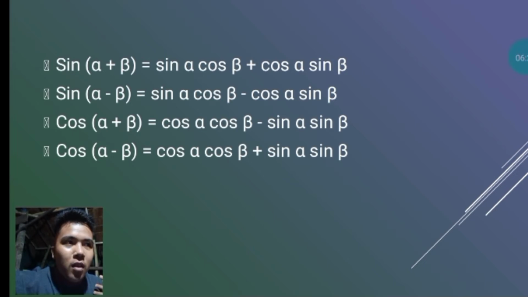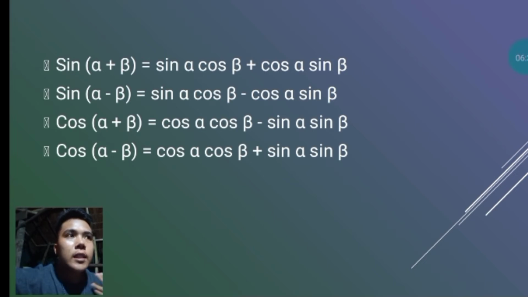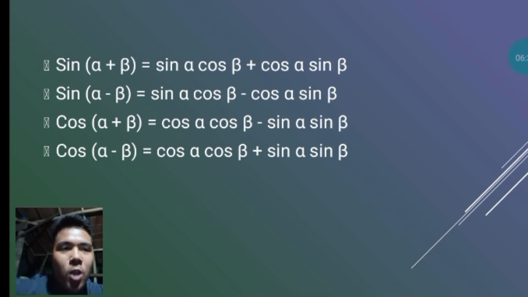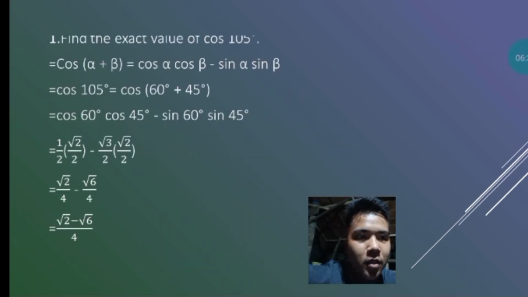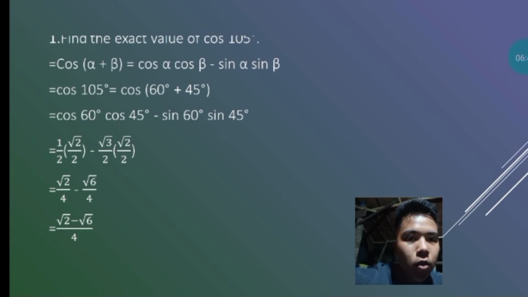Because if you forget, there is a wrong outcome or wrong answer. Okay? So we have here an example. So it is question number 1. Find the exact value of cos 105.